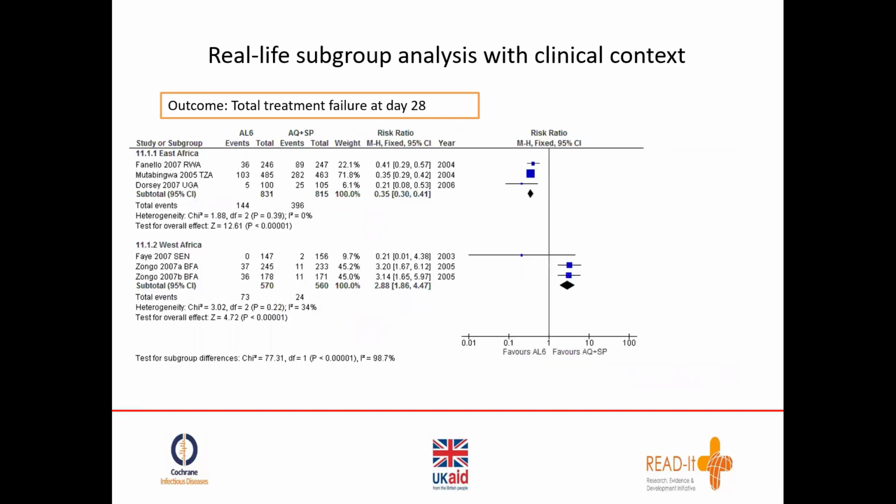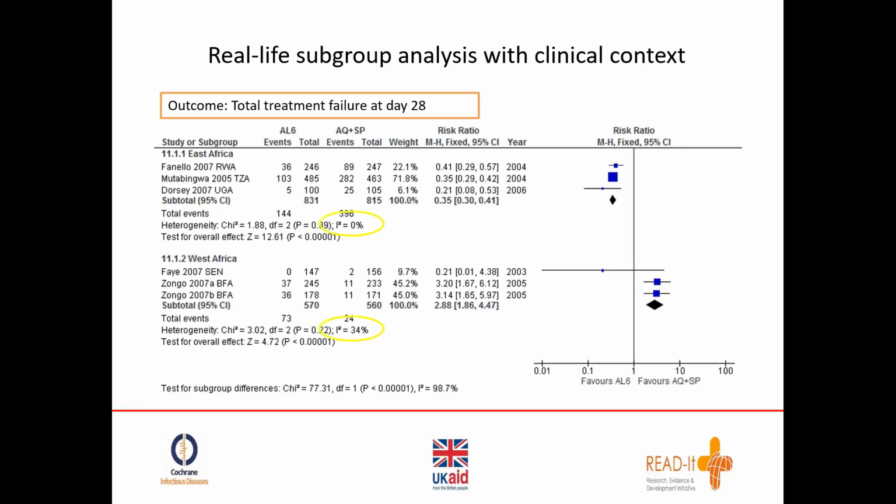And thinking about the covariate distribution, we have a small number of trials contributing to each subgroup, and this means that we probably don't have enough evidence to confidently conclude that there is a true subgroup effect.